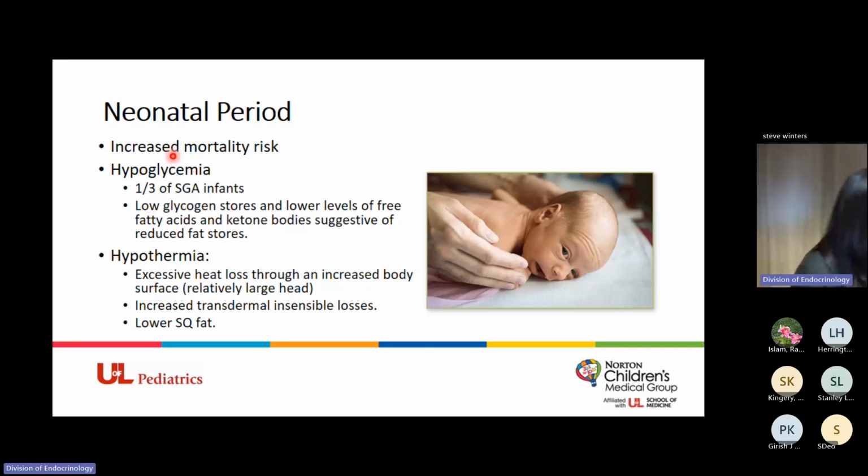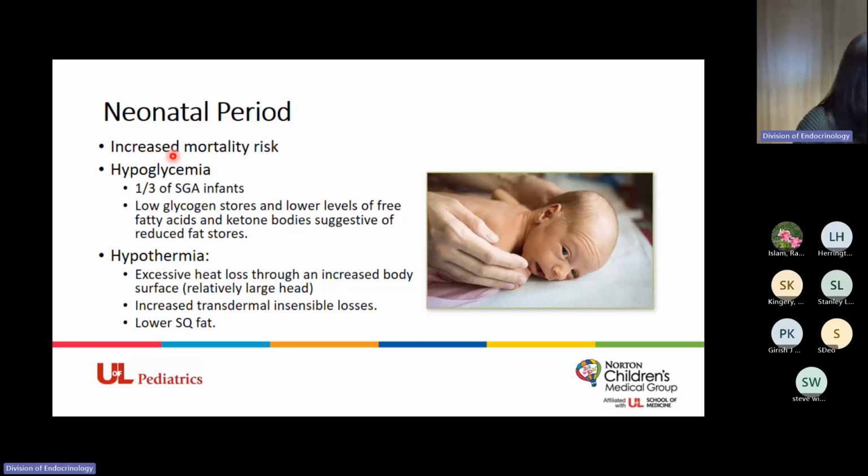So it is very significant, and it tends to last a while. And this happens because they don't have enough fat. So they have overall low glycogen stores in the liver. They have lower levels of free fatty acids and ketone bodies, which is all a result of having reduced fat stores. So typically these can last weeks, 2 months, and the baby just needs to grow and get bigger and have bigger stores. Sometimes we have to use medications such as diazoxide to help.